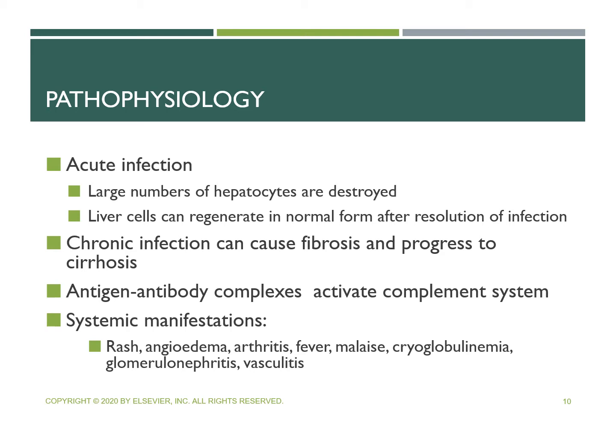Some of your systemic manifestations include a rash, angioedema, which is swelling beneath the skin of the lips, eyes, and face. It could also be laryngeal swelling, arthritis, fever, malaise. Cryoglobulinemia is a form of vasculitis. It's abnormal protein that accumulates in the blood. And then I have glomerulonephritis here, which is an acute inflammation of the kidney.